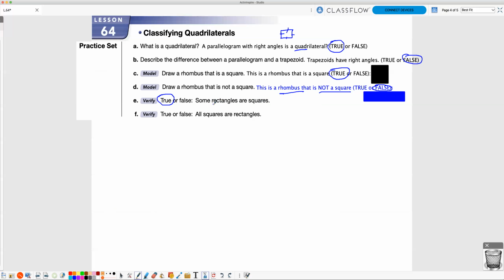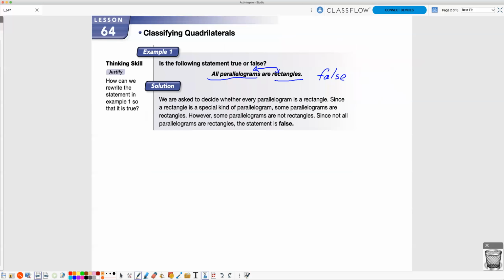So some rectangles have all equal sides. And what does it have to be a rectangle? It just has to have two pairs of parallel sides with 90-degree angles. So it has to have that. So letter F, true or false? All squares are rectangles. The answer to that is true. All squares are rectangles.